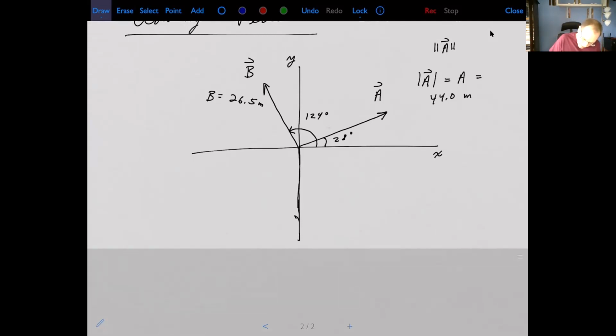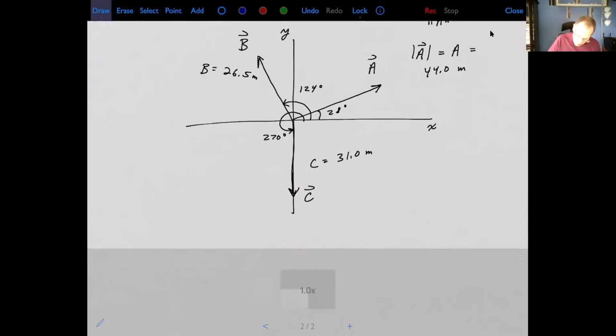And then finally, vector C. Let's say it's straight down. So this is vector C. And let's say its magnitude is 31.0 meters. If you want an angle here, and you measure from the positive x counterclockwise, this angle would be 270, right? To get to go straight downward. So 270 degrees.